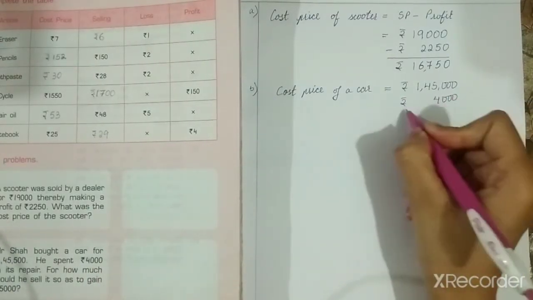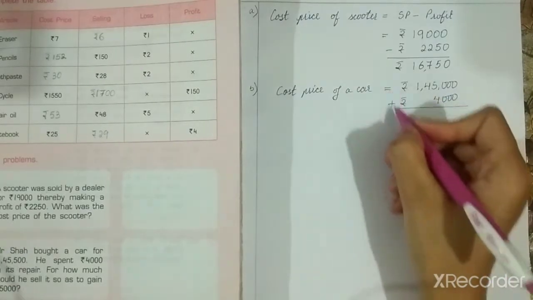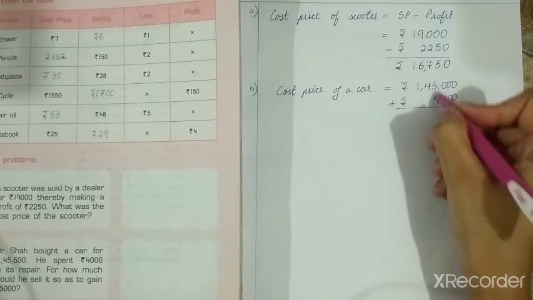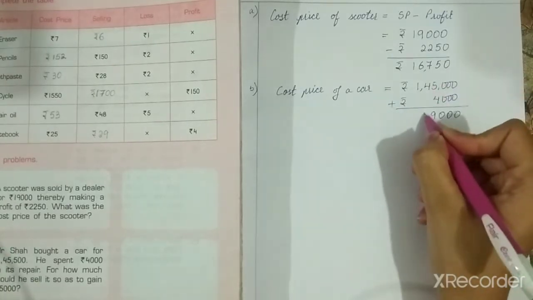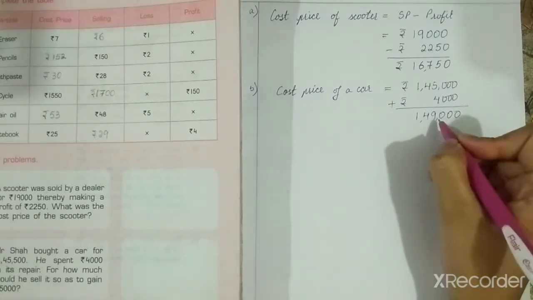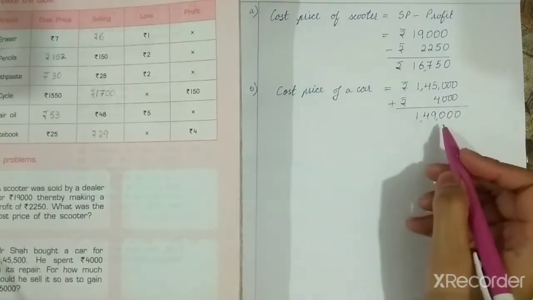4,000 on repair. The cost price is 5 + 4 = 9, 4, 1. 1,49,000 is the cost price of the car.